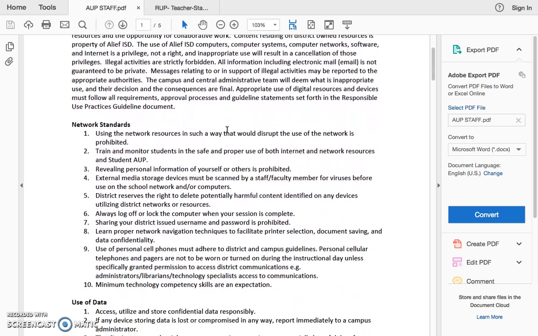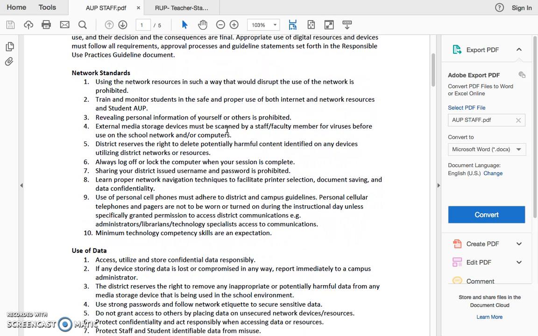The first section is network standards. These are the responsibilities of staff to adhere to the district's network. This involves monitoring students and training them in their AUP. It's providing security for data, using technology appropriately as to not spread viruses, and using other technologies such as phones in adherence with the district and campus guidelines.